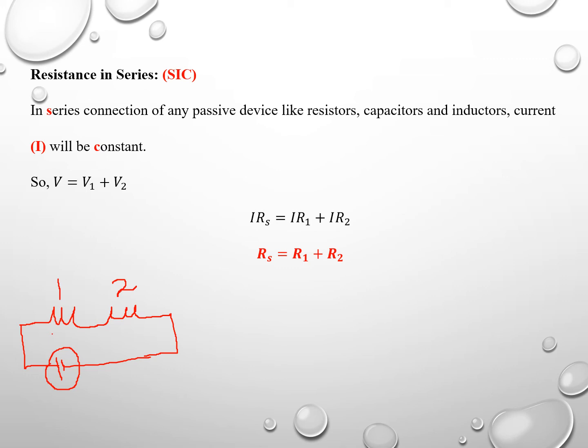Then we can apply Ohm's law for the voltage in each case. We can write it in terms of current and resistance as their product, that is I Rs, where Rs is the equivalent resistance in the circuit. For V1 it will be I R1 and for V2 it will be I R2. As the current is constant, we cancel it and we get the equivalent resistance in three simple steps for the series connection.